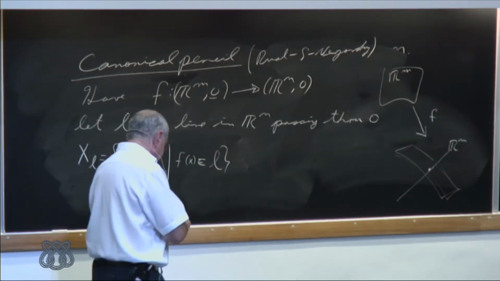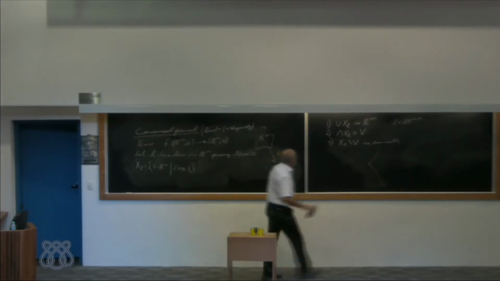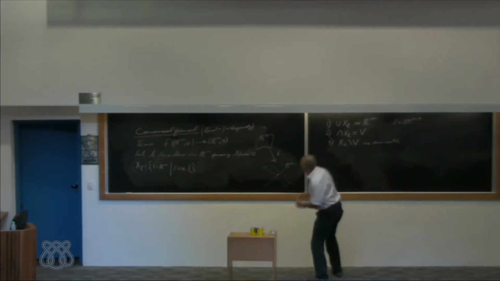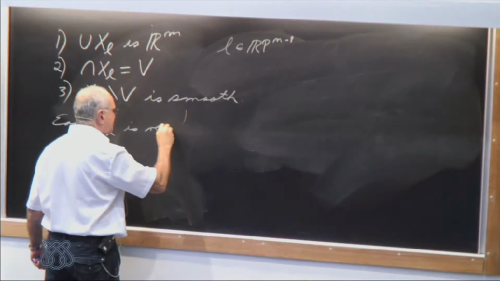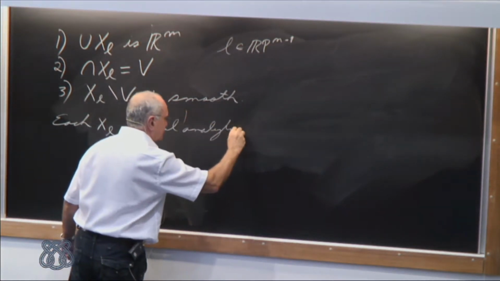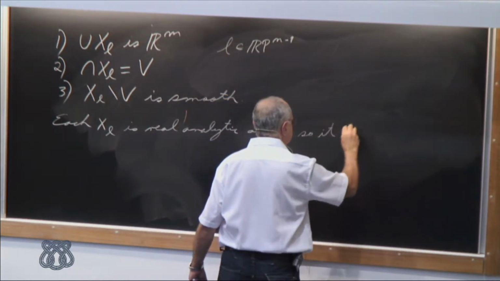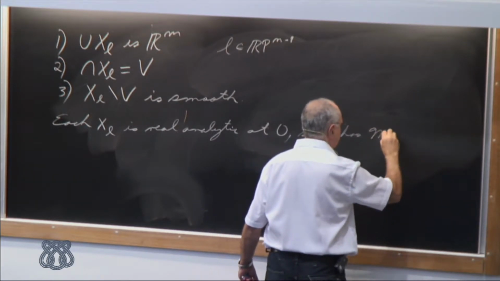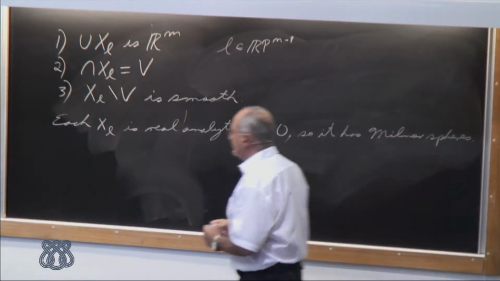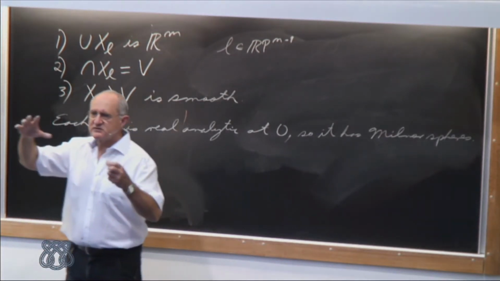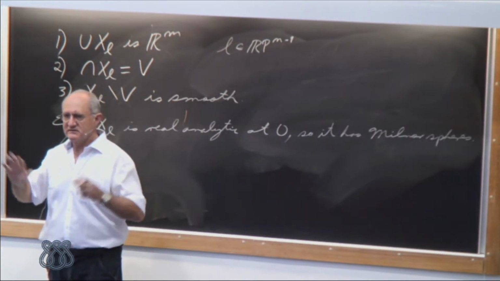Now, each XL is real analytic at the origin. So it has Milnor spheres. In other words, for each XL, there's an epsilon such that every sphere of radius less or equal to epsilon intersects XL transversally. Okay? Definition.